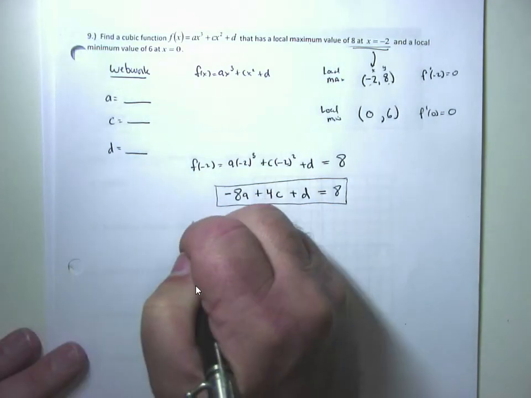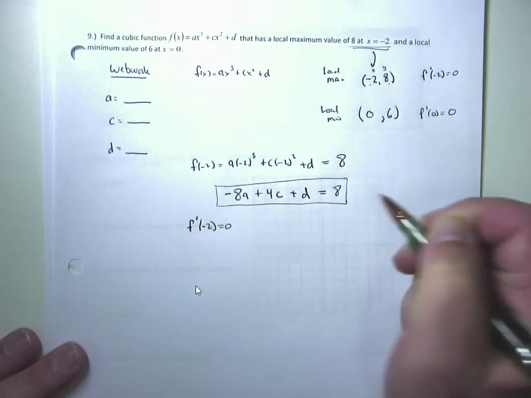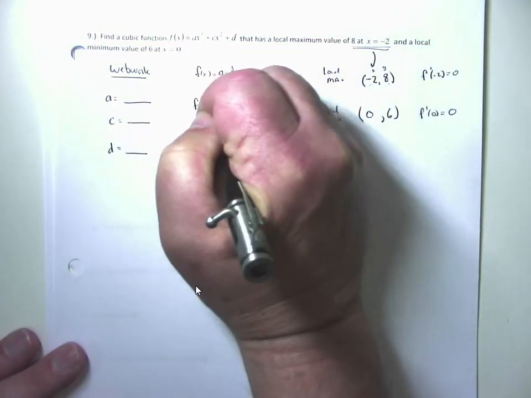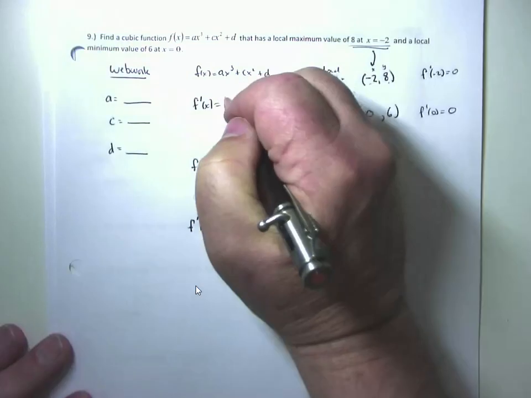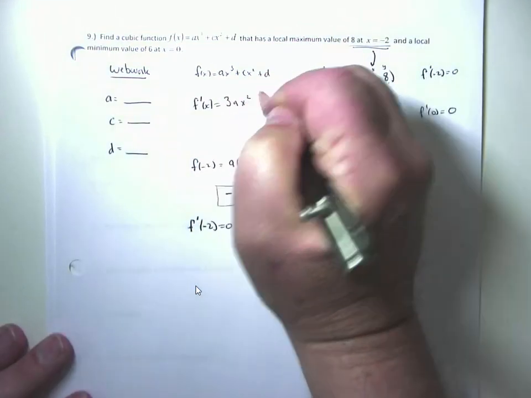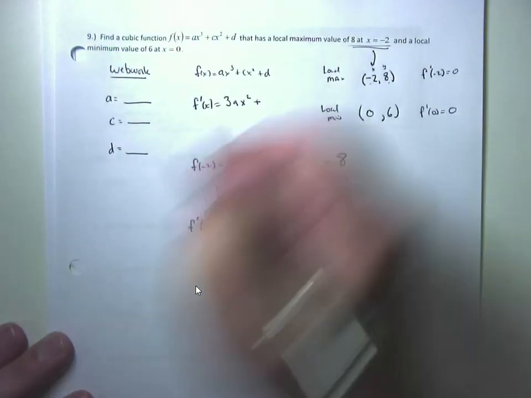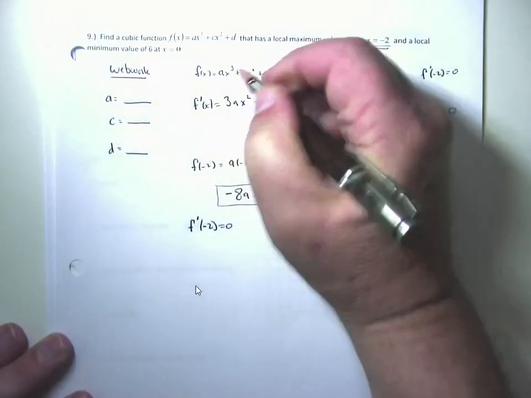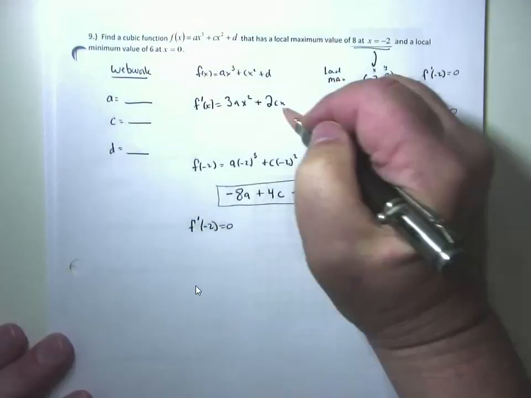I also know that F prime of -2 has to be equal to 0. So what is F prime of X? Now remember, A, C, and D are constants. What is the derivative of AX cubed? 3AX squared plus, what's the derivative of CX squared? 2CX. Remember, C is a constant, A is a constant. What's the derivative of D? D being a constant, 0, so it goes away.